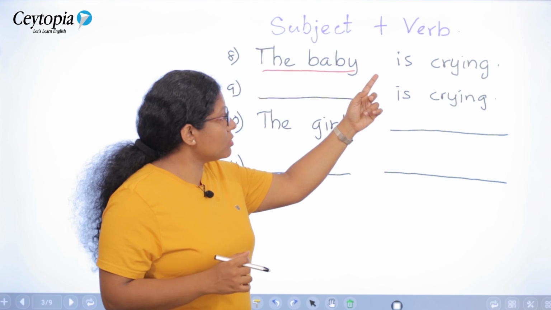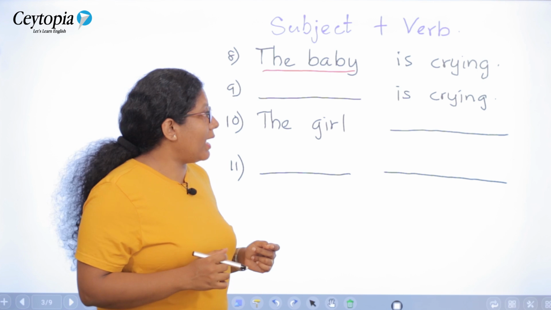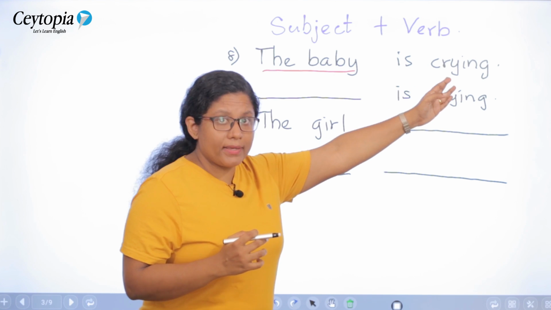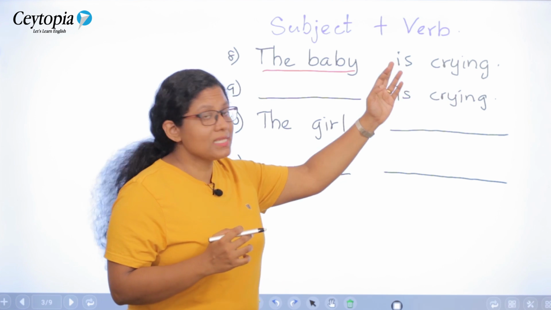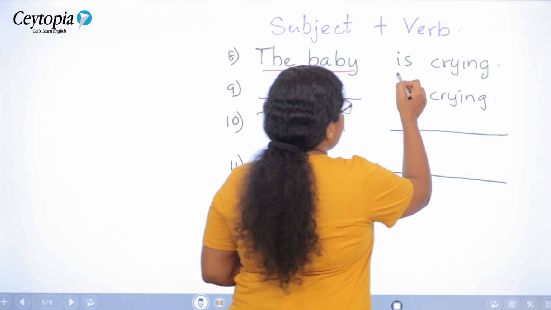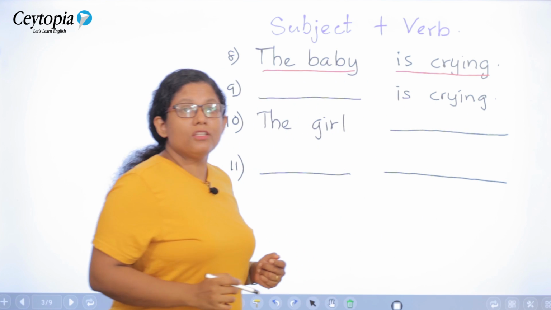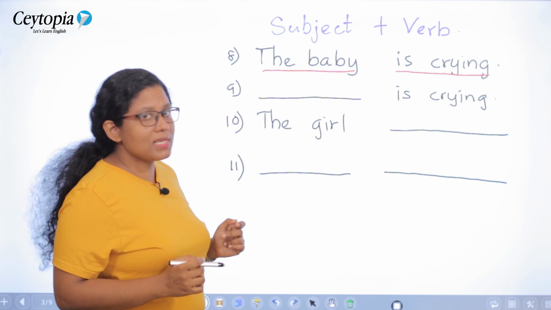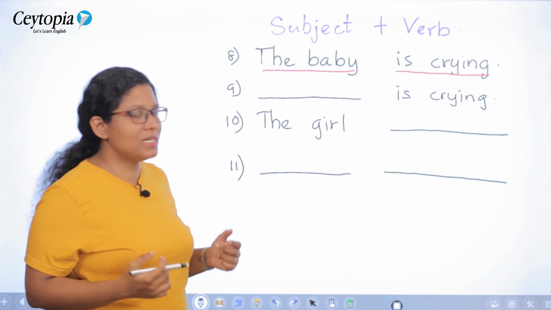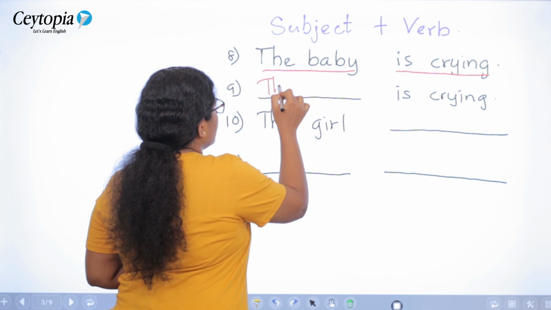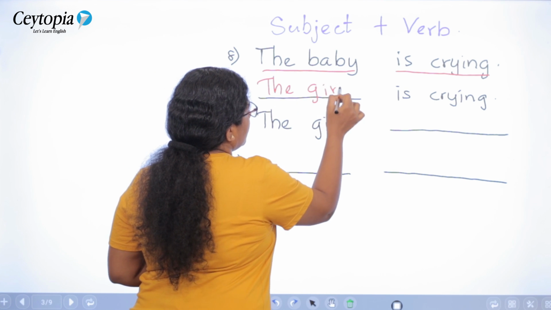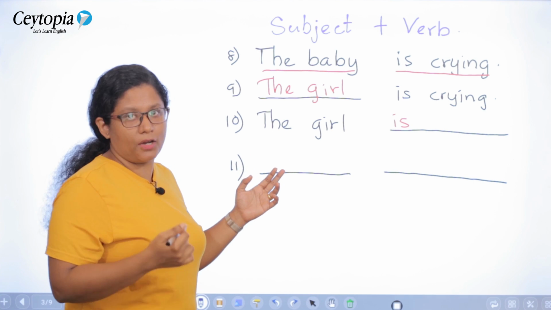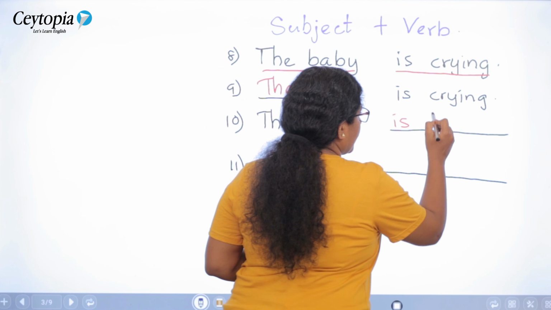In the verb also we have 2 words this time. And it comprises of a helping verb and the ing form of the main verb is crying. That is the verb we have in this sentence. 2-word verb is crying. Let's substitute the subject. We can use another 2-word subject. The girl is crying. Example number 10. Let's substitute the verb now. The girl is laughing.